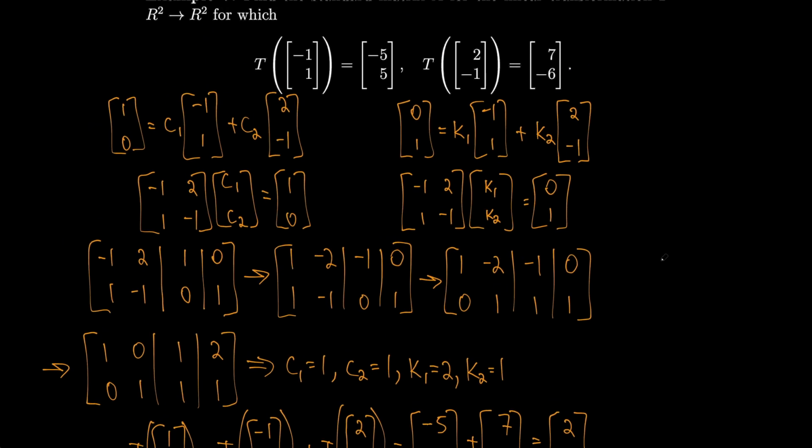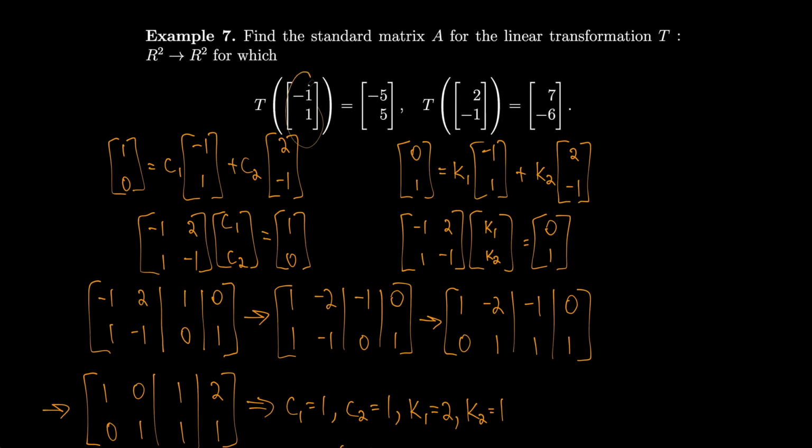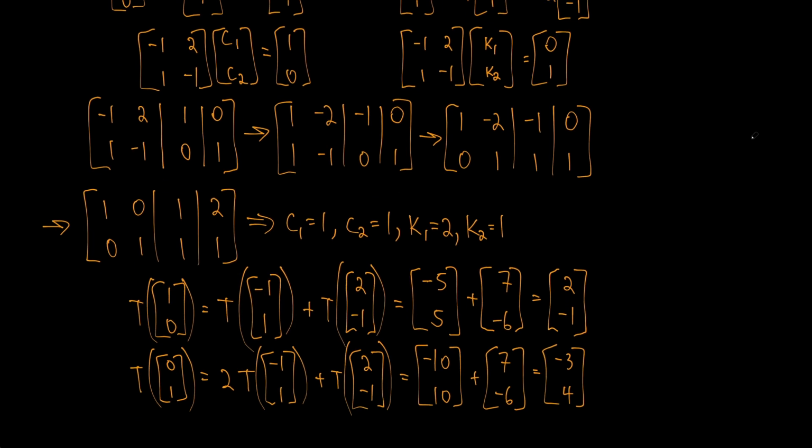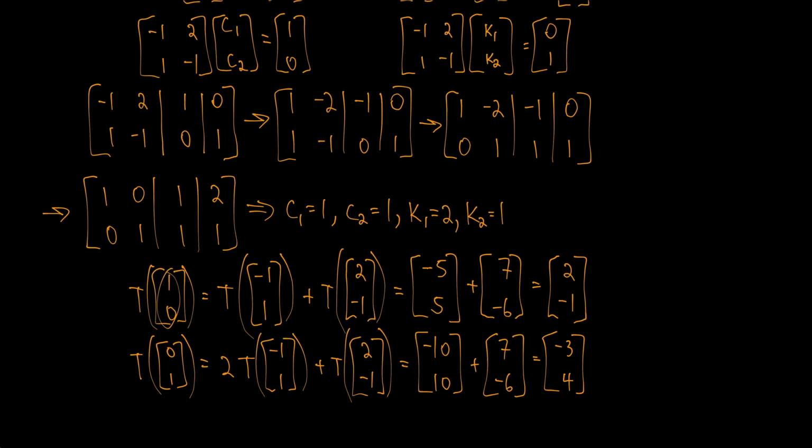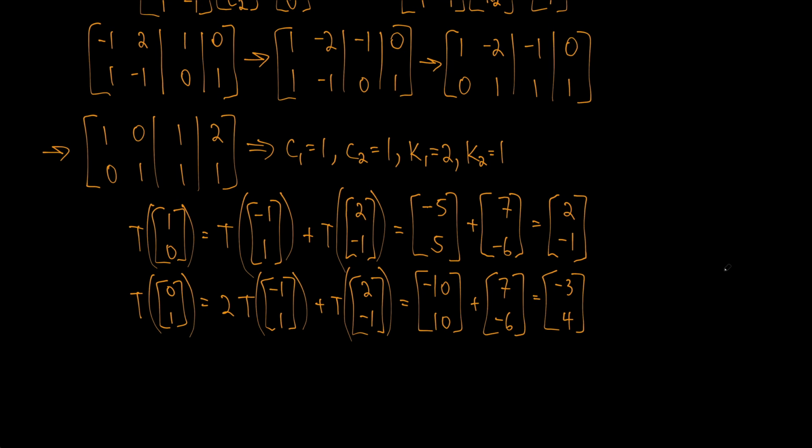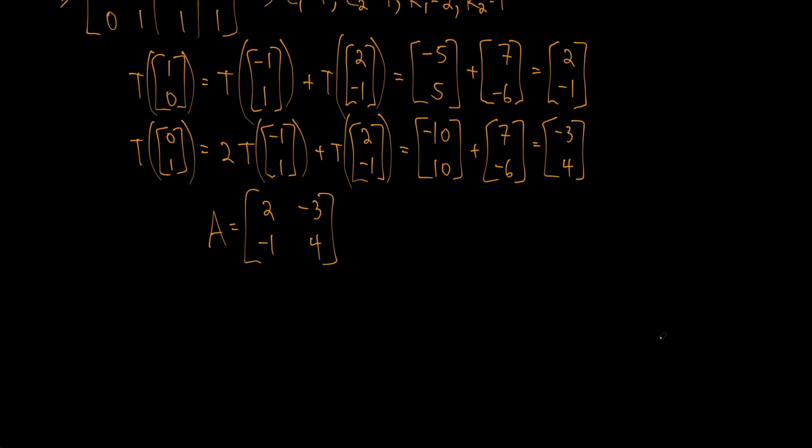So I was able to take just the fact that T of minus 1, 1 is minus 5, 5, and the fact that T of 2, minus 1 is 7, minus 6, and I was able to extrapolate the effect of the transformation on my standard basis vectors 1, 0 and 0, 1. So putting these results together, I figure out that the matrix is 2, minus 1 and minus 3, 4 for my other one. Because we figured out what happens to our standard basis vectors. That's what gives us the A, our matrix for a transformation.